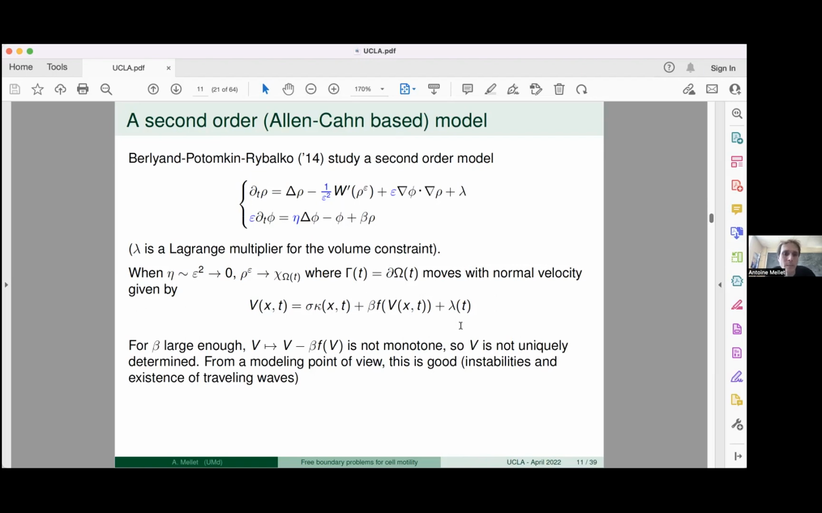So this does not completely determine V. From a mathematical point of view, it's a disaster, of course, but from a modeling point of view, this is good because it suggests that you end up with a model that is relatively unstable. In fact, they prove that this problem has traveling wave type solutions that move in one direction or another, even though, again, it's completely isotropic. You can have non-trivial traveling waves. So our goal was to get something similar out of this fourth-order type equation.